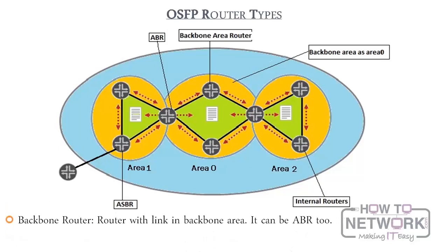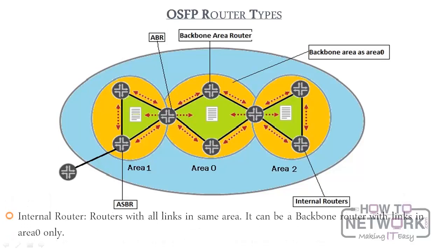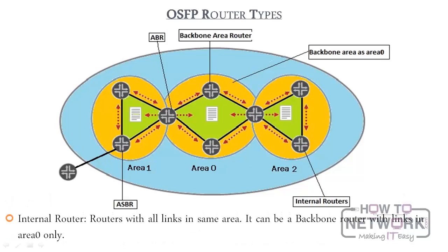And then we have a backbone router. This is the router with the link to the backbone area. It can also be an ABR. And then we have internal router. These are routers with all links in the same area. It can be a backbone router with links in Area 0 only.